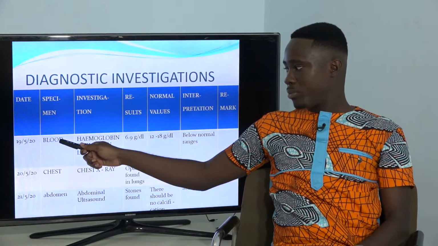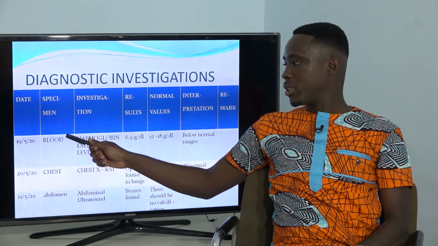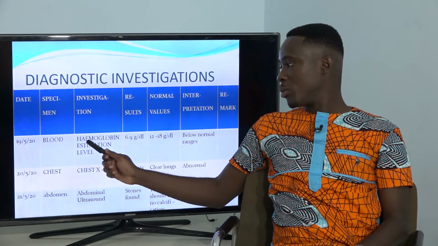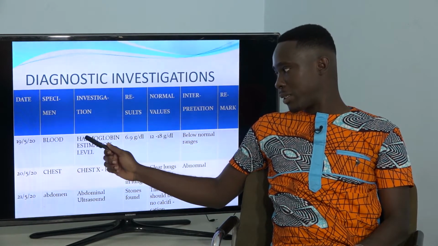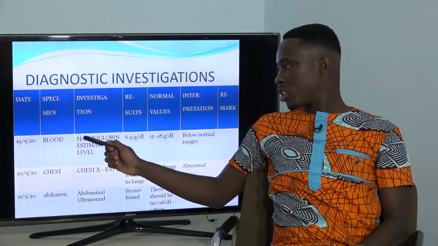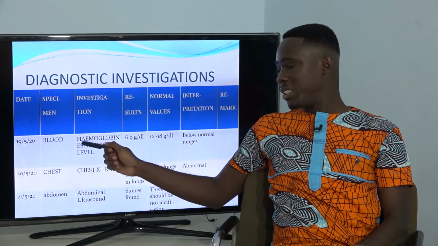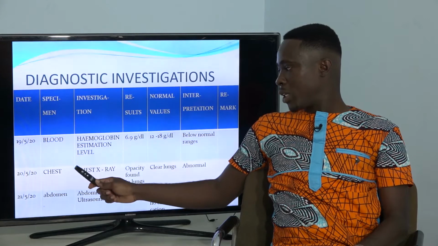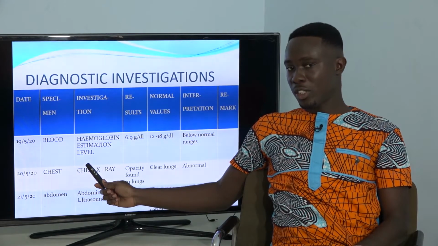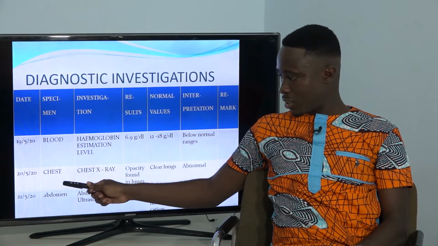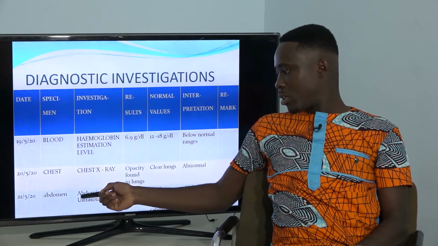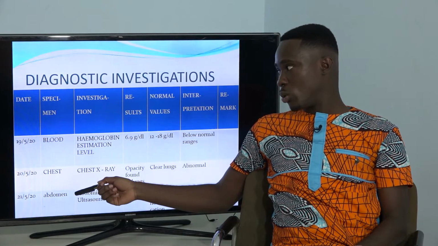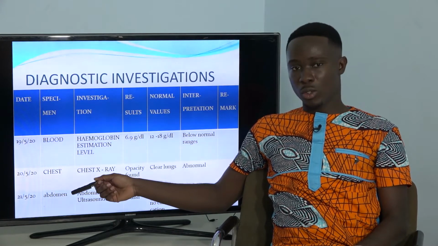Then you move to the specimen. The specimen is what you will be taking to do the request. So let's say in hemoglobin, and we know hemoglobin is blood. So we need some blood to check the level of the hemoglobin in the blood. Same goes, the specimen is blood. In chest X-ray, we are taking the film of the chest. So the specimen is the chest. Under abdominal ultrasound, we are viewing the contents of the abdomen. So the specimen is also the abdomen.